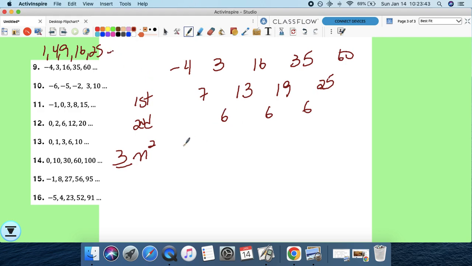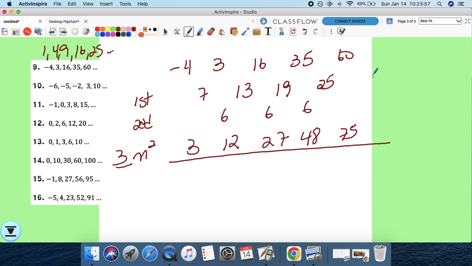So it's going to be 3, 12, 27, 48, 75. Right? So our expression already starts with 3n squared. But now we have to subtract. Be careful with subtracting, because this says negative 4, and I'll put this in parentheses maybe. Negative 4 minus 3 is negative 7.